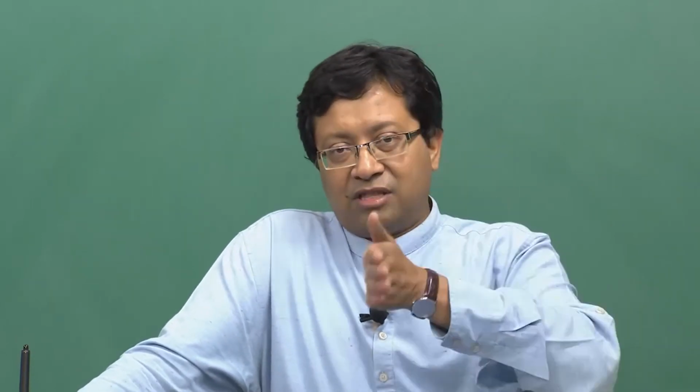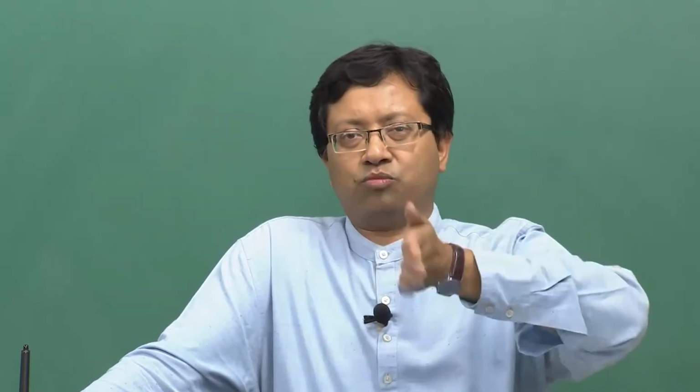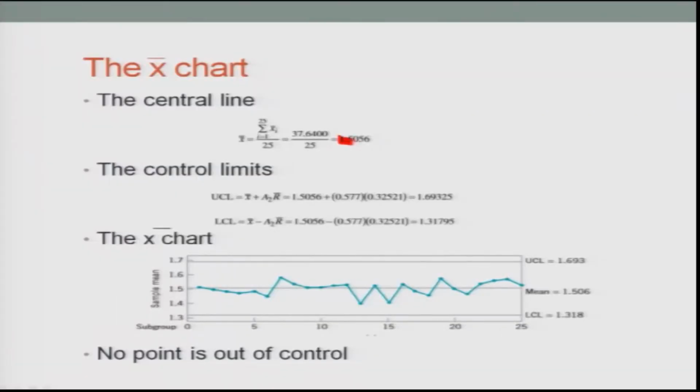Now, if I go to the x bar chart, I do the same calculations. I find x double bar, which is the sum. If you remember, the second last column held all the averages, x1 bar, x2 bar, x3 bar till the last one. I find the average, which, again using the red color highlighter, comes out to be 1.5056, which is this line. The upper control limit and the lower control limit are given by the formulas here and here.